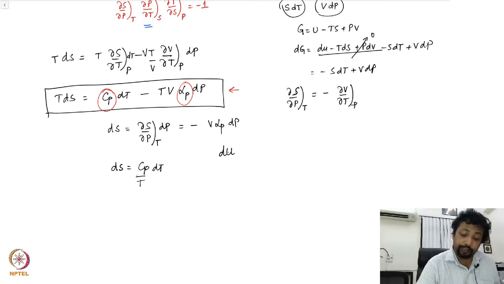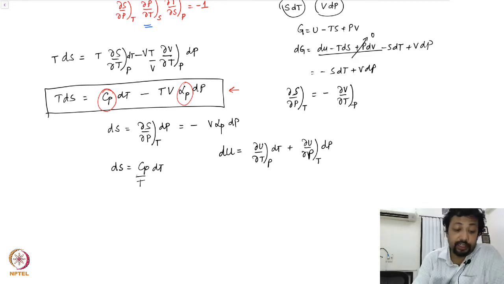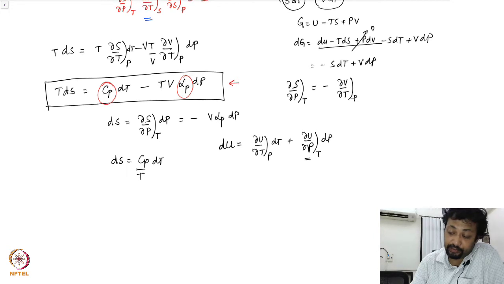If I want to measure dU, then it is going to be del U del P. So dU is TdS plus PdV, but there is no volume here. So we will simply write down del U del T at constant pressure dT plus del U del P at constant temperature dP. And again here one has to figure out what is going to be del U del P at constant temperature. So let's see.